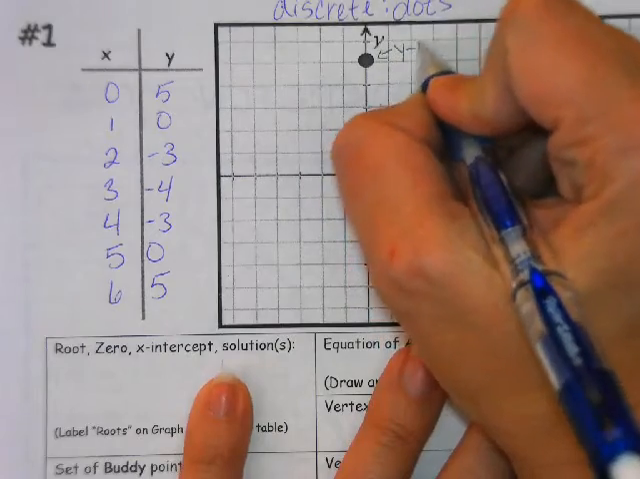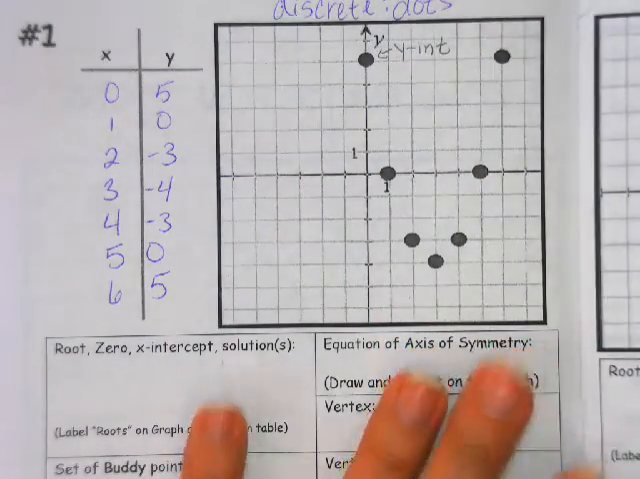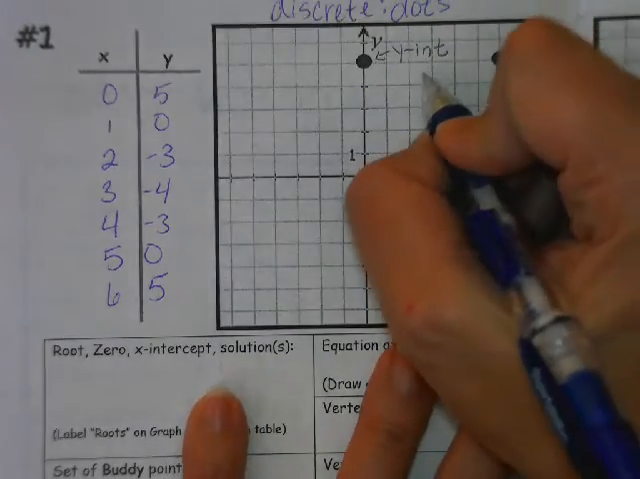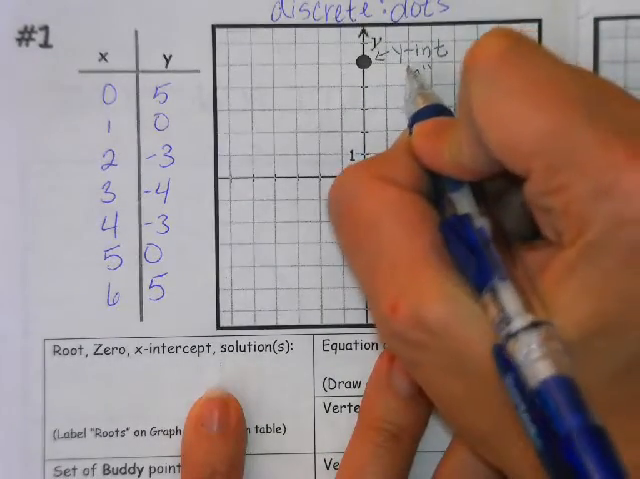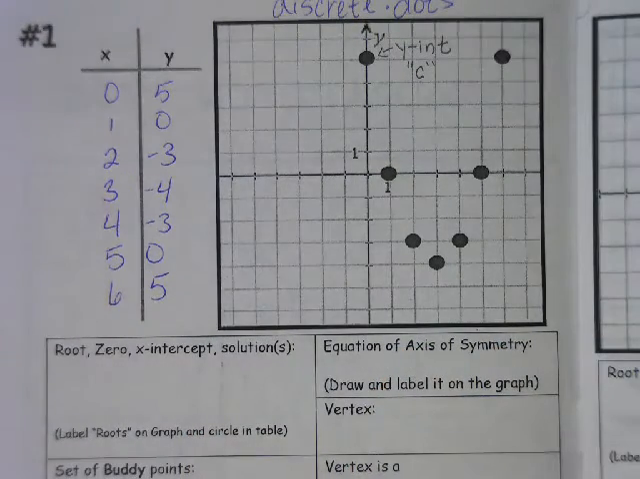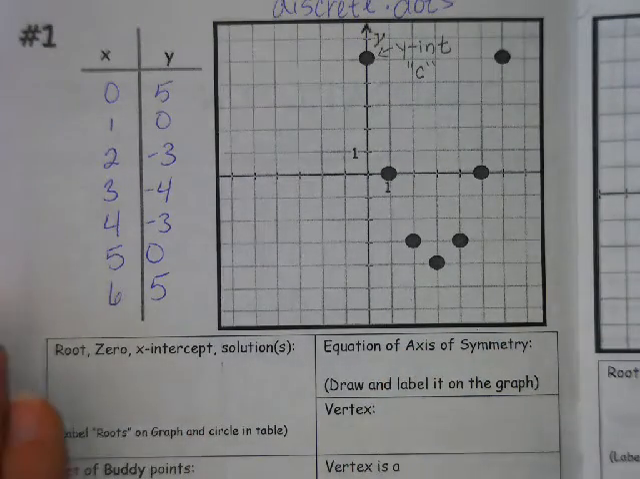This is your y-intercept, right? We've talked about y-intercepts before, and you're going to find that when we write our equation, this is going to be our C value, right? Remember when we were doing our cross puzzle, A, B, and C? That's going to be our C.